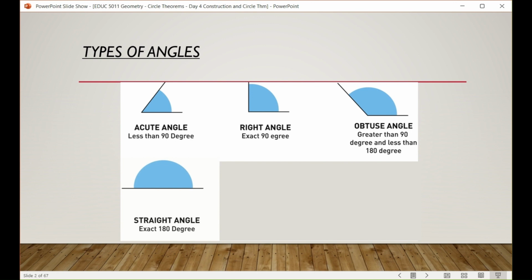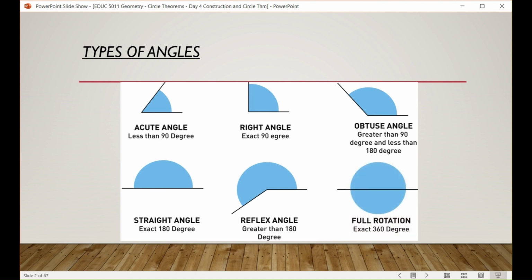And if it increases further to a full straight line, then let's recall that is exactly 180 degrees. And as we increase even further, anything more than 180 will be considered a reflex angle. And the reflex angle increases until we get a complete rotation, which will be a full circle of 360 degrees.